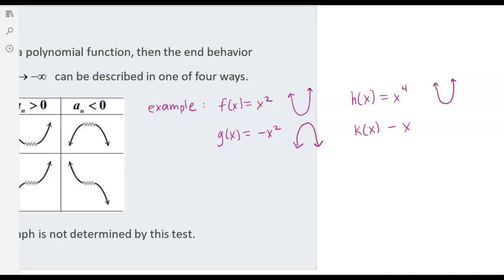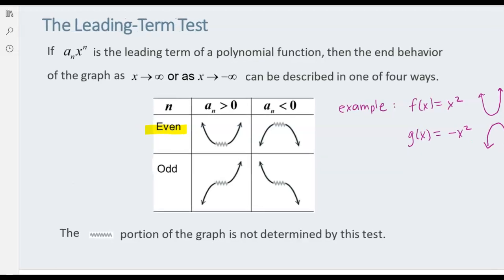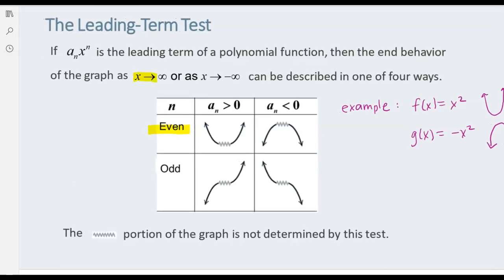And negative x to the fourth is going to look similar to negative x squared. There's this notation that they have written here: as x goes to infinity or as x goes to negative infinity. The way that we're talking about this is we're talking about what's happening on the x and the y axis. So let's suppose that I draw an axis system here.